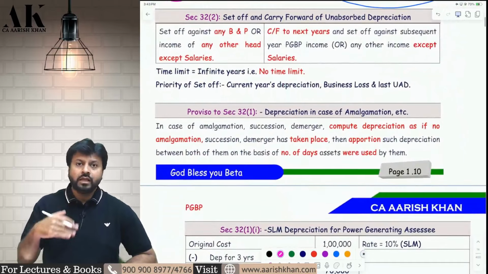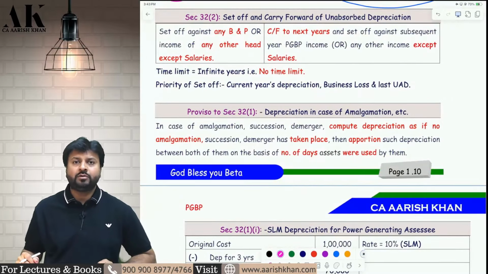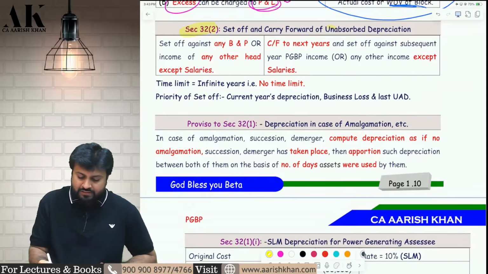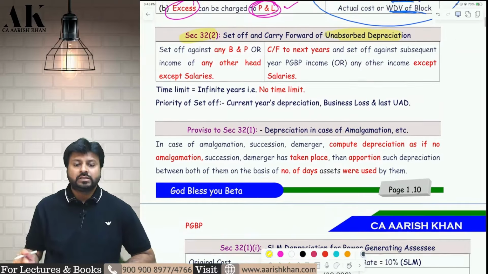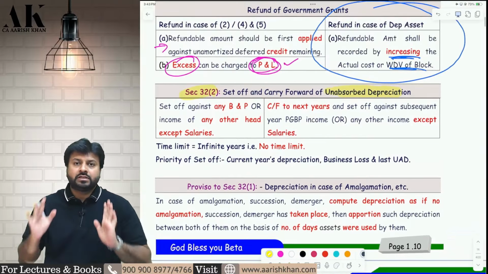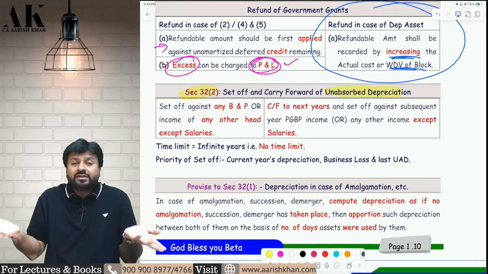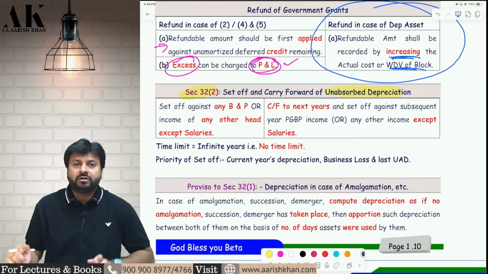Now let's move on to the next part. If we are talking about depreciation, it is our duty to also talk about what unabsorbed depreciation is. The concept of unabsorbed depreciation is given under section 32(2). Sir, what is unabsorbed depreciation? Unabsorbed depreciation is that depreciation which cannot be claimed as a deduction in the current year because of insufficient profits. We don't have sufficient profits to absorb our depreciation. So how to treat that?